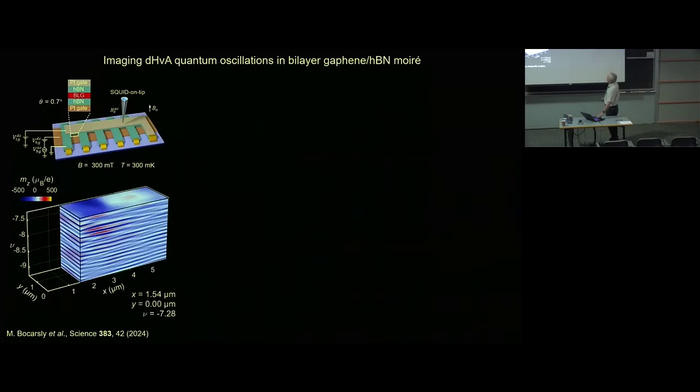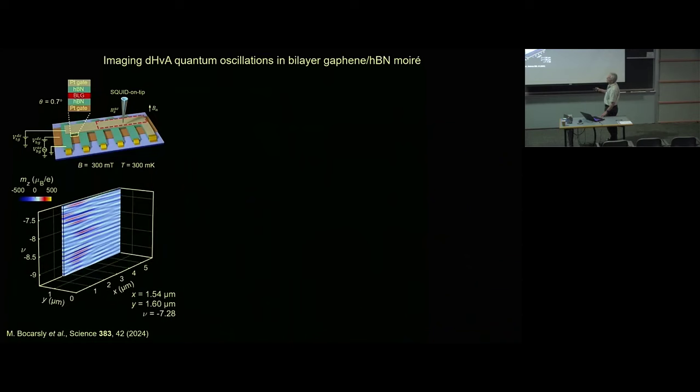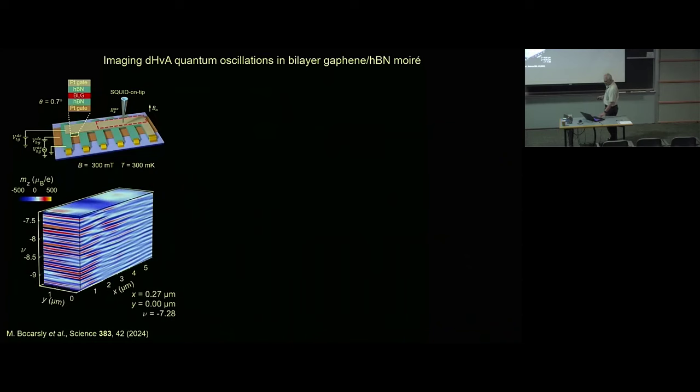Okay, so now we switch to another example, which is bilayer graphene aligned to hBN, as we have heard several talks about this. And so again, a very similar setup. This is two-dimensional imaging of the quantum oscillations. So this is X, Y, and this is a very small range of filling parameters. And you see they are quite inhomogeneous.